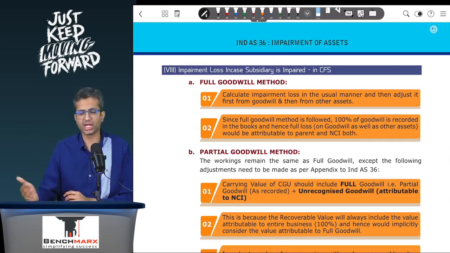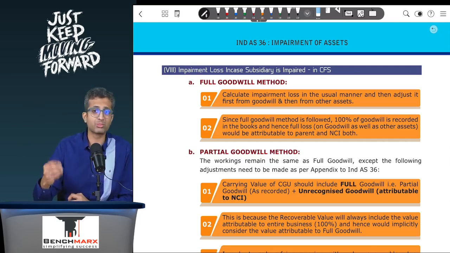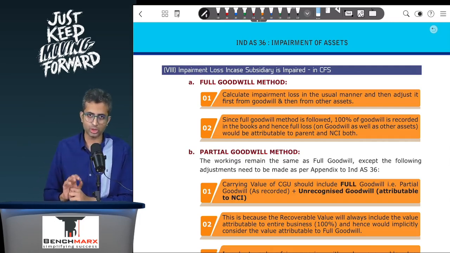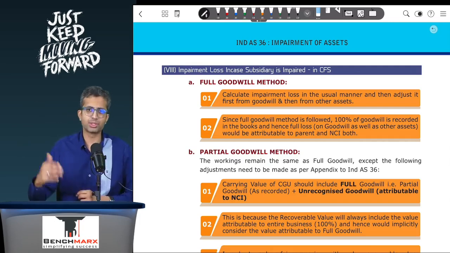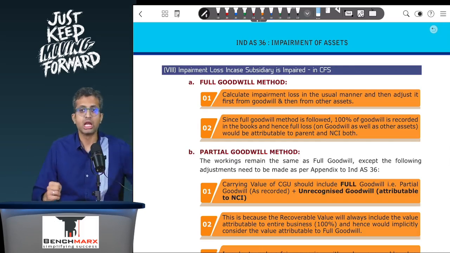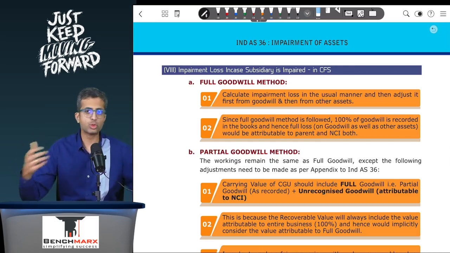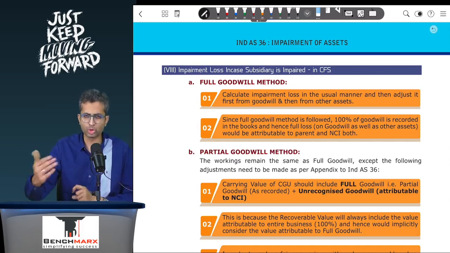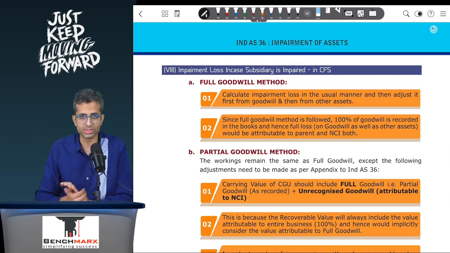On the other hand, the second method is NCI using a percentage of the fair value of the net assets taken over, in which case NCI is a direct percentage of the net assets taken over, and hence there is no premium included in the NCI, and the goodwill that you get will be what you call partial goodwill. You will study this at a lot of length when you do business combinations.